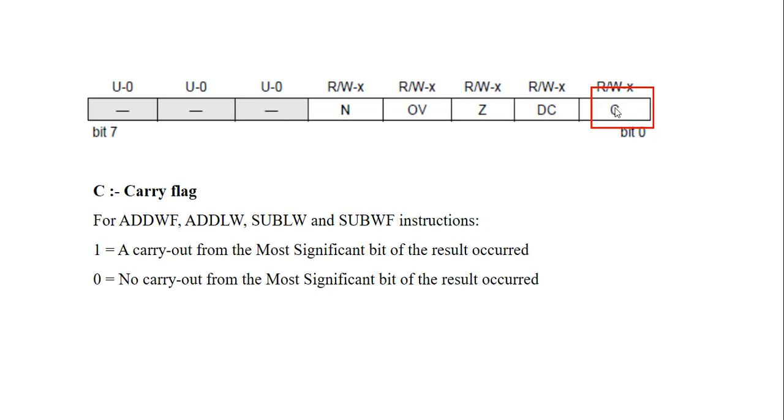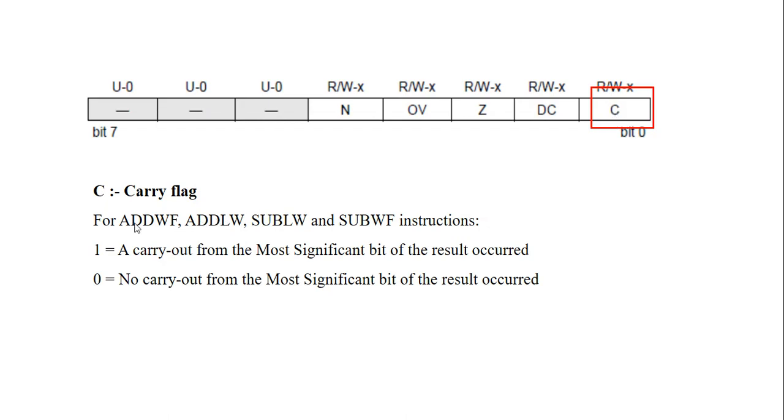It is indicated by C. We can write or read the status of this bit. We can write the status like clear and set, and we can read what the status of this flag is. Mostly these 5 bits are called flags. So first is the carry flag.